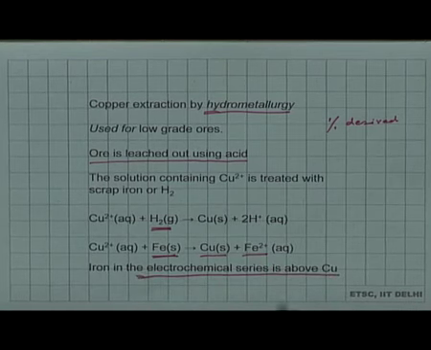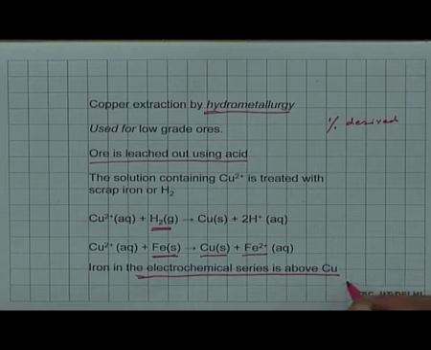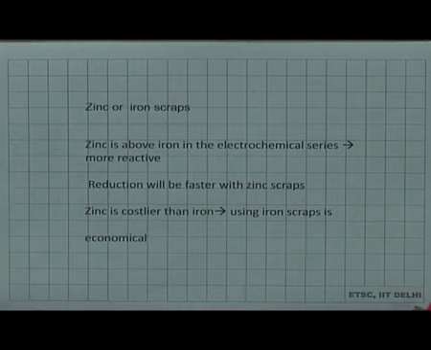Whether a metal is more reactive or less reactive is given in the electrochemical series. Those metals which are above a particular metal are considered to be more active, and those which are below are considered less active. So, in the electrochemical series, iron is present above copper. A question may be asked: there are other metals also present above iron, so why is iron chosen? I will explain.